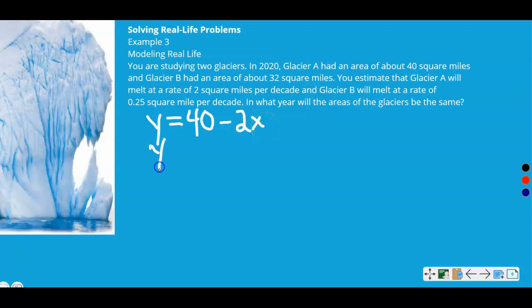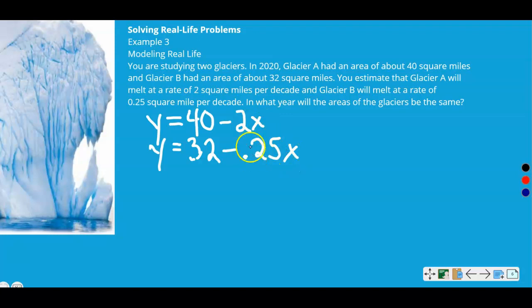All right, and then our second equation, we're going to do Glacier B. Glacier B starts out with an area of 32 square miles. And then it's going to melt at a rate of 0.25 square miles per decade. So we're going to minus 0.25x. Again, x just represents the time per decade.